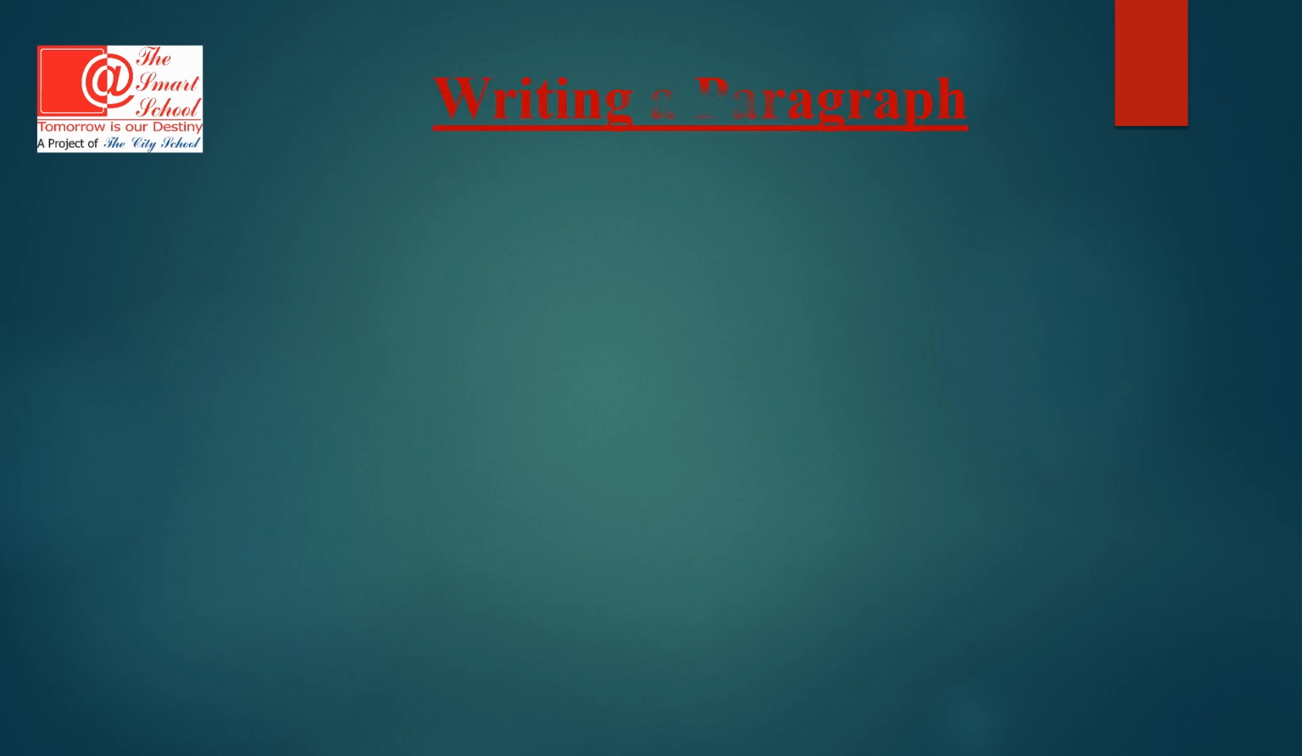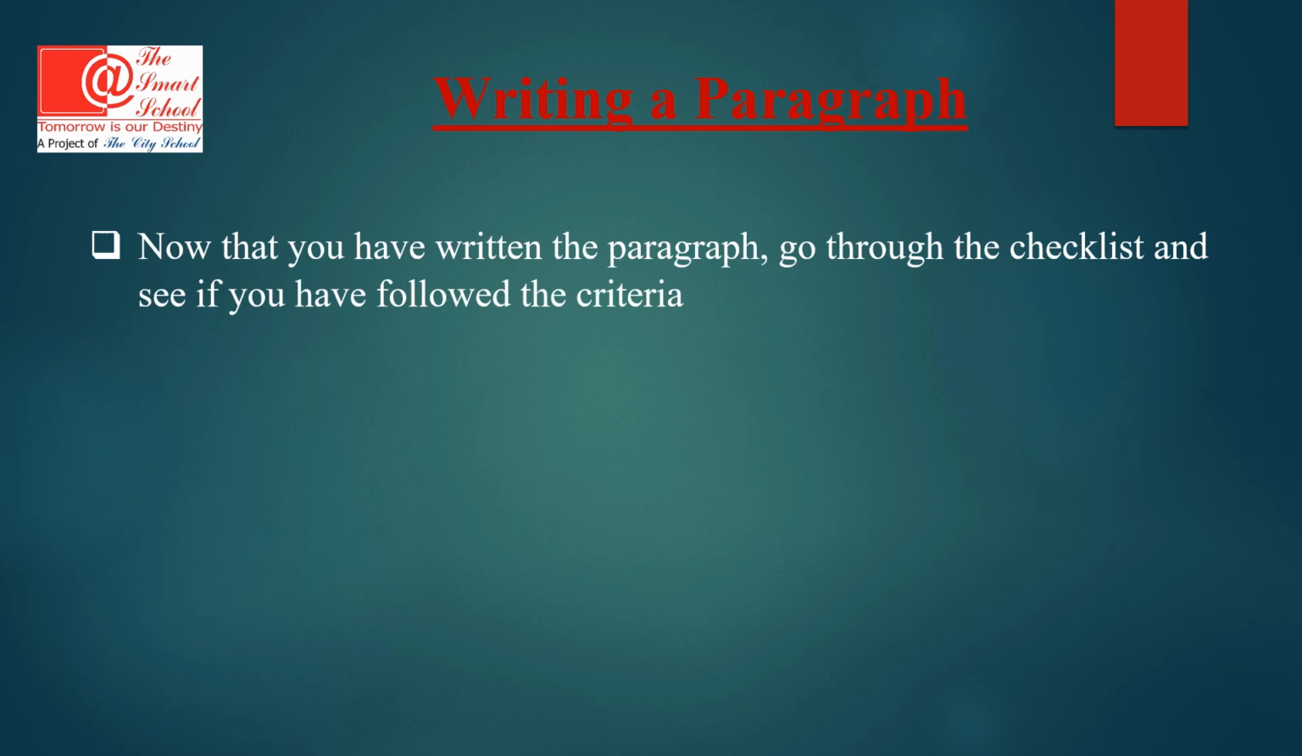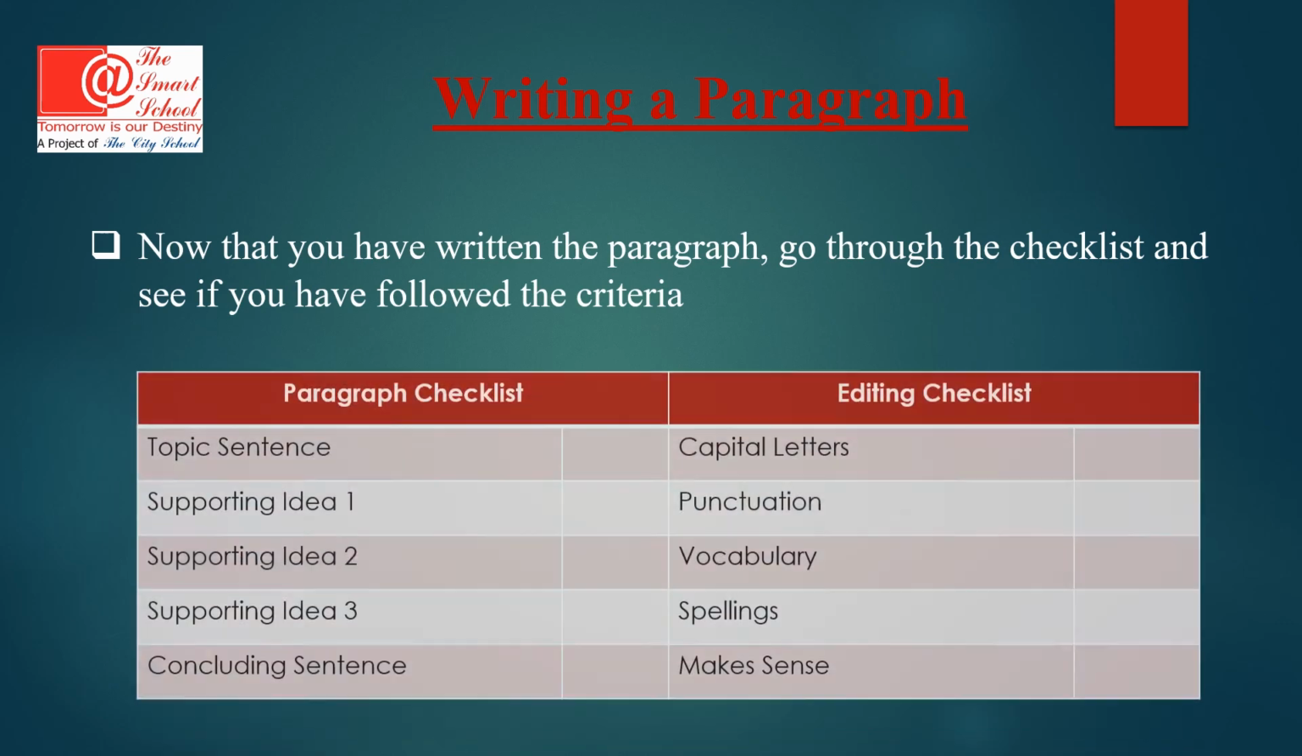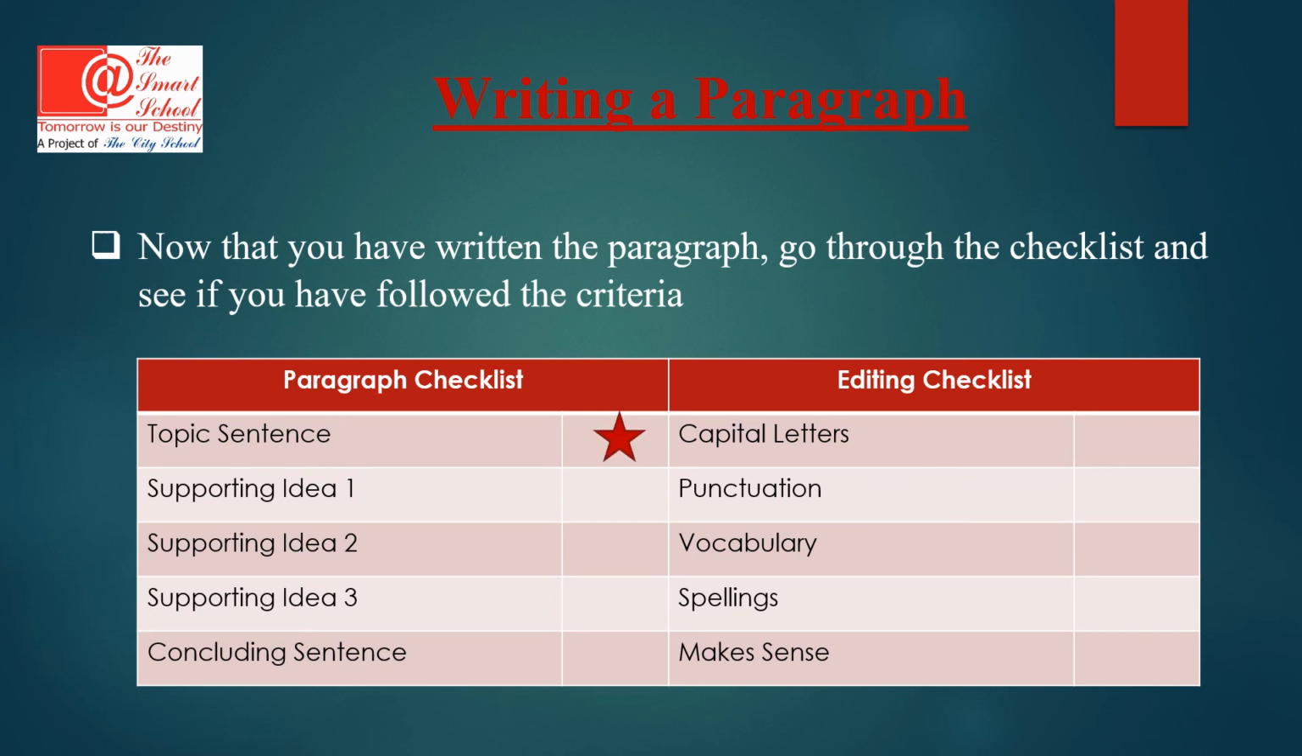Now that you have completed your paragraph, here is a checklist for you to see whether you have followed the criteria or not. See whether your topic sentence is there. See whether you have added supporting idea number 1 and 2 and 3. Now, it is possible to write 2 supporting ideas and skip the third one, but at least 2 supporting ideas need to be there. Make sure that the concluding sentence is there as well. Also, make sure that you have used capital letters at the proper places, you have punctuated at the proper places. Make sure you have used good vocabulary and your spellings are correct and your sentences make sense.